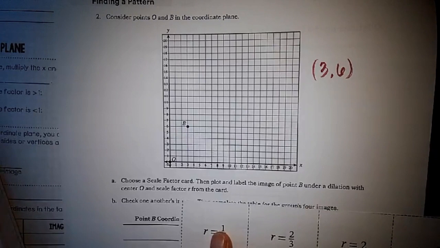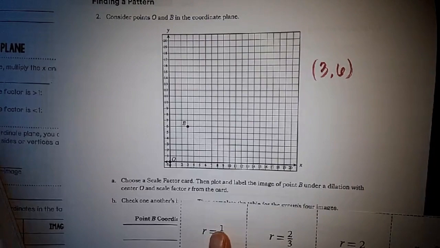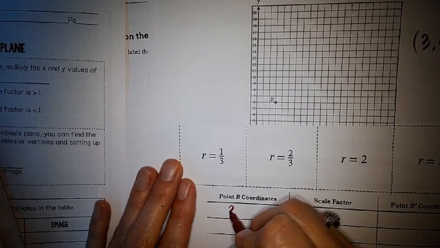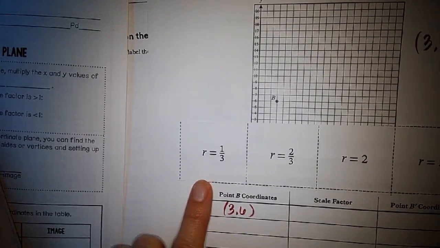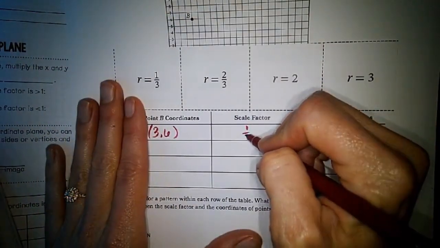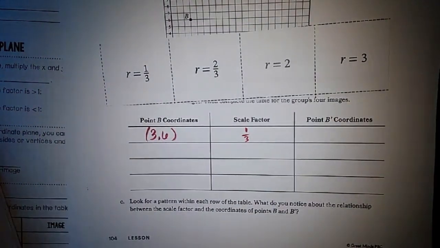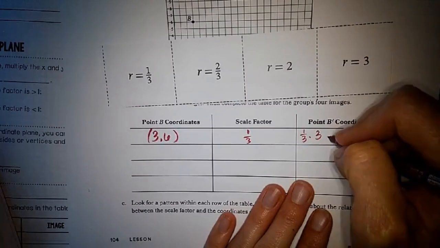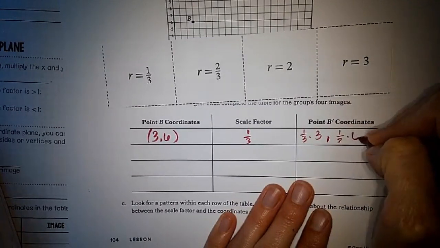Watch. Really? I'm not kidding. Okay, if you did your Zern, you should be able to do this. So, ready? If our coordinate point is 3, 6, and the scale factor that we're going to use is 1/3, the way that we're going to do this is you're going to take each coordinate point and multiply your x coordinate by the scale factor and multiply your y coordinate by the scale factor. So that's going to look like this: 1/3 times 3, 1/3 times 6.